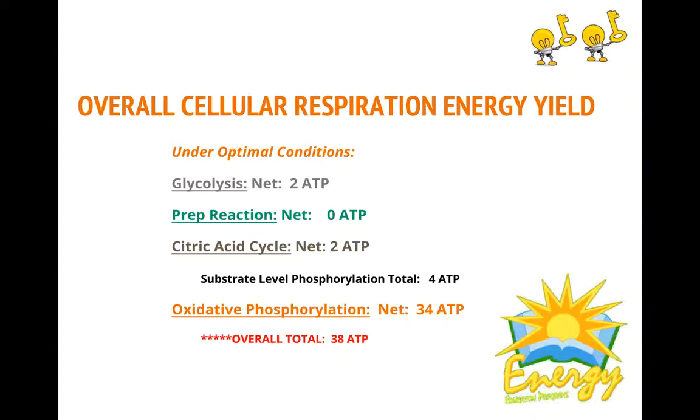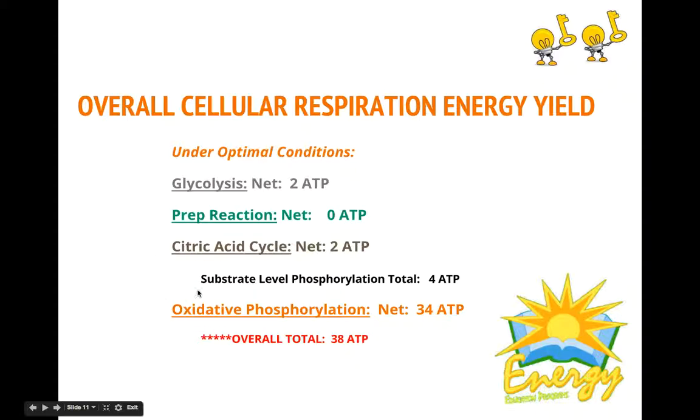So make sure, I've double kerwhammied this slide, make sure you understand the whole process of cellular respiration from beginning to end, that under optimal conditions, glycolysis will give us 2 ATPs. That prep reaction where we change it to acetyl-CoA, we don't make any ATPs from that. We make 2 ATPs out of the citric acid cycle. So at this point, we're at a total of 4.